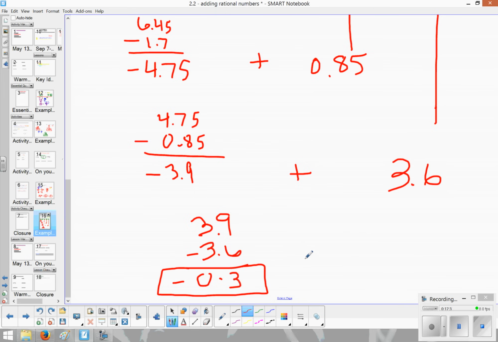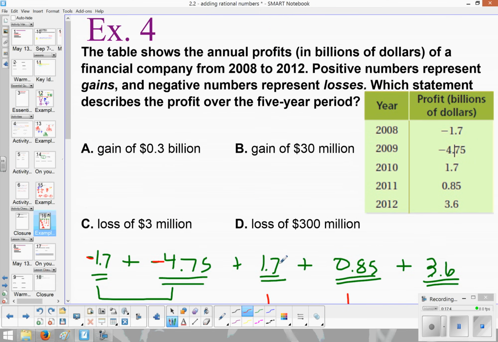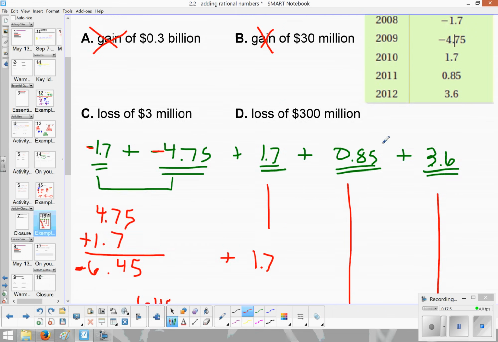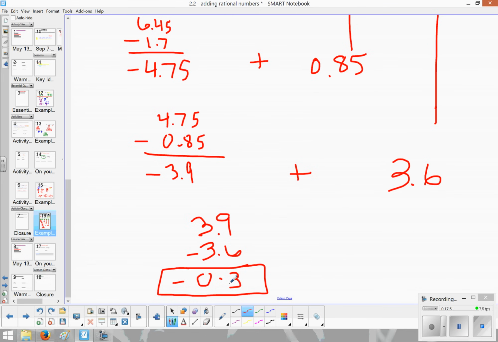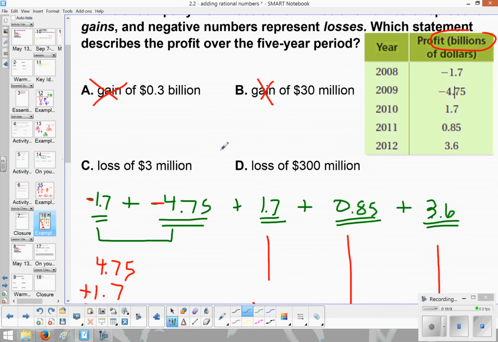It's a negative. So did we have a gain or did we have a loss? We actually had a loss. So we can't say A is the answer because that's a gain. We can't say B is the answer because that's a gain. So between C and D, this is talking in millions, but we've had this in billions. So negative 0.3 in decimal form is really D, a loss of 300 million. 0.3 is actually 300 million. Okay, so our answer would be D. That's going to be 300 million is our loss.